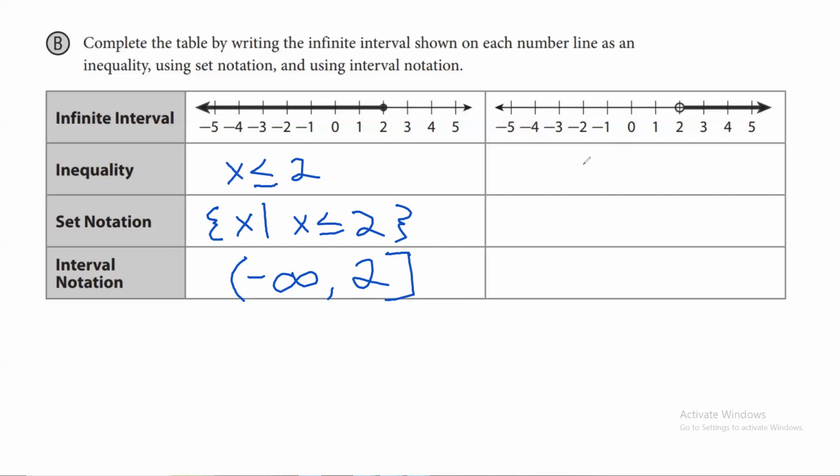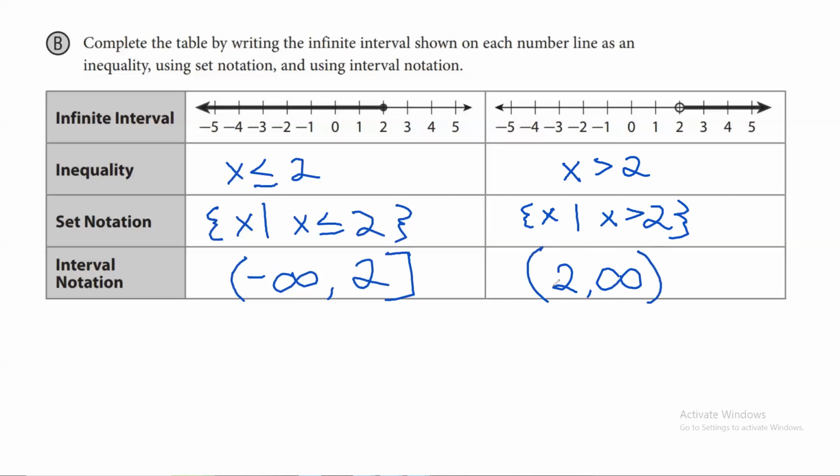Inequality here on the next one, X is greater than 2. So here in my set notation, it's going to be X such that X is greater than 2. Interval notation, it's going to be my low end is 2, high end is infinity because it goes on forever. And it's parentheses, parentheses, because 2 is not included because it's an open circle, right?